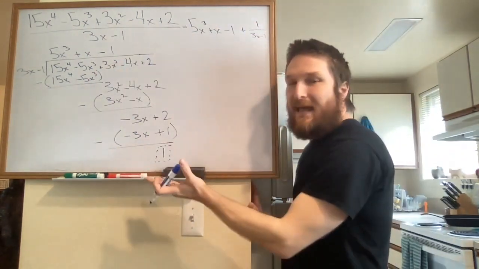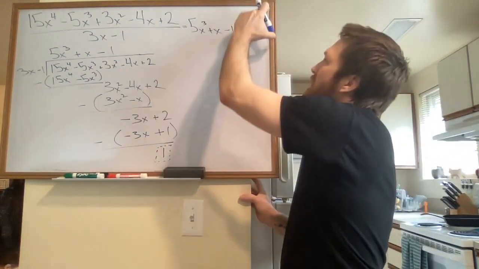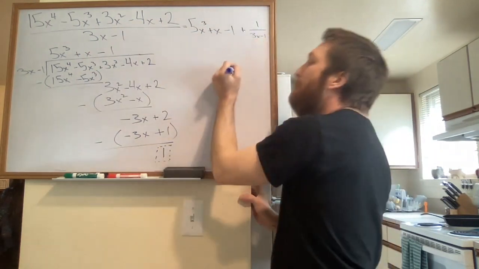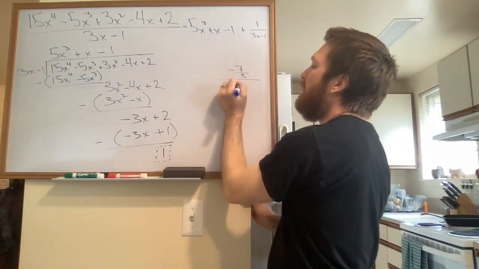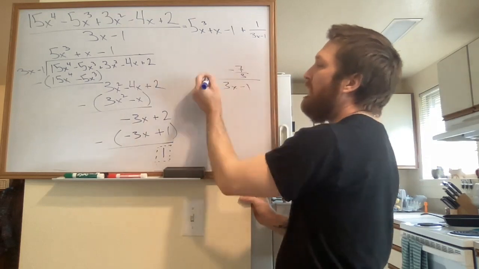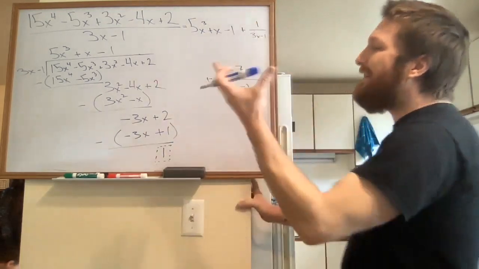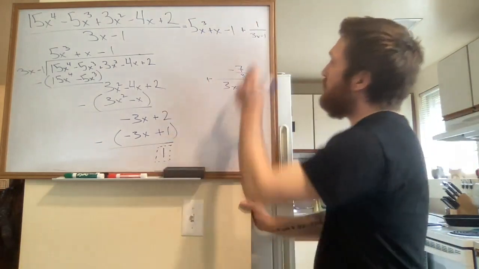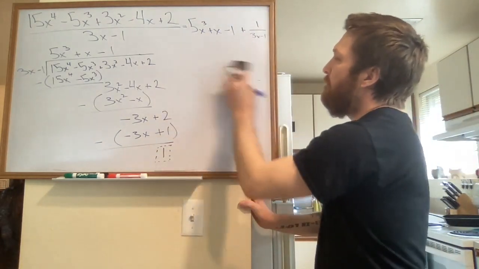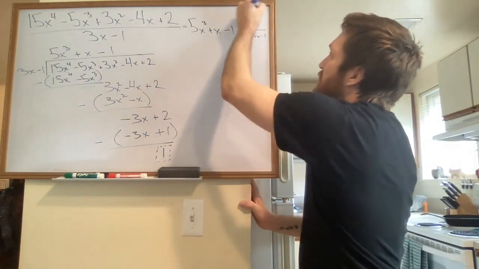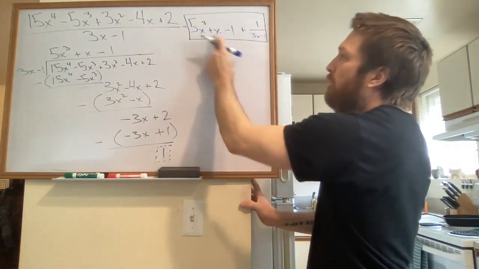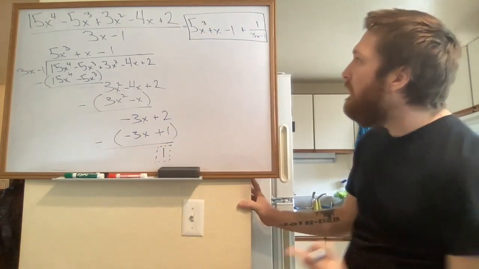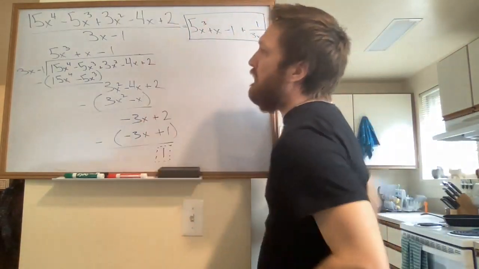But if it were a -7/3, I would just right here in the numerator write -7/3 over 3x minus 1. And that would be how that guy would end. In this case, it's nice and neat. It's just 1 over that. And there's the answer right there. That is a polynomial with remainder. And it is equal to the original.